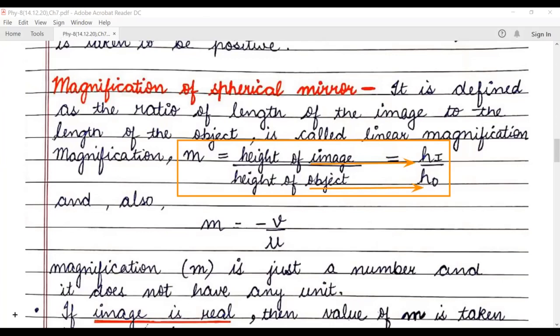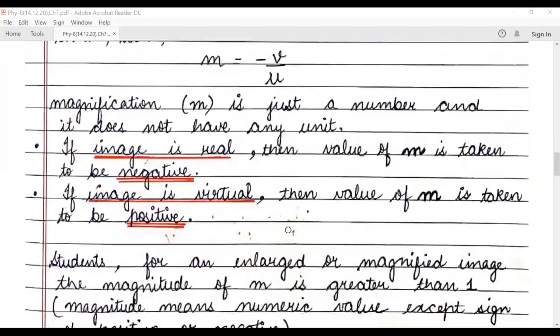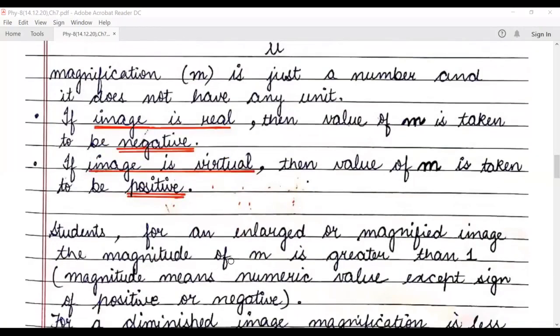Students, there is one more formula for magnification, and that is minus V by U. M can be written as the ratio of minus V by U. We have to put a sign of negative here. Now students, this magnification is just a number and it does not have any unit.